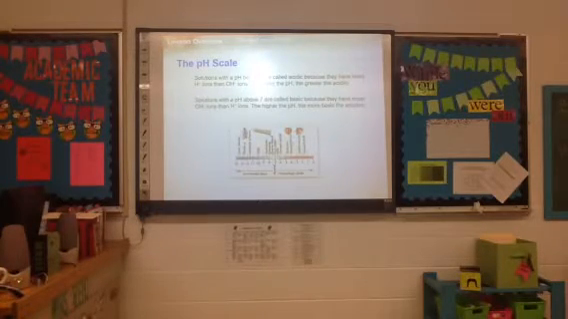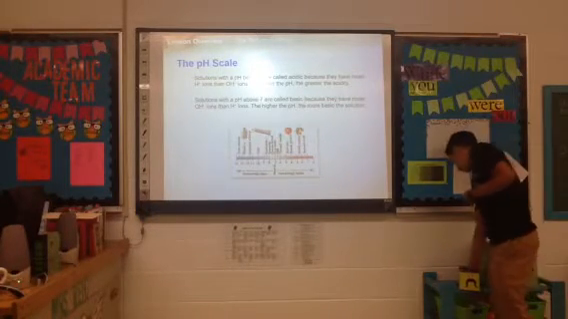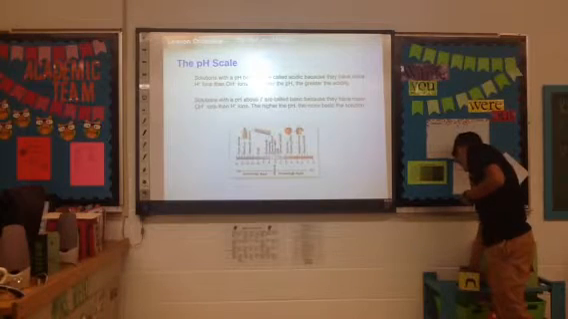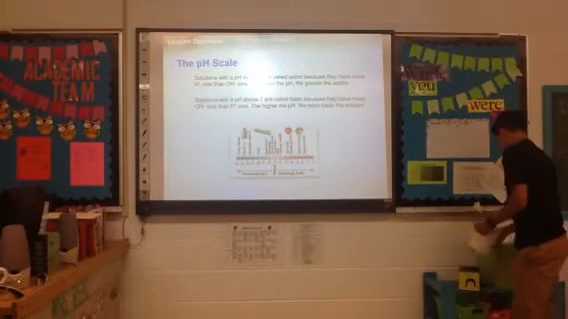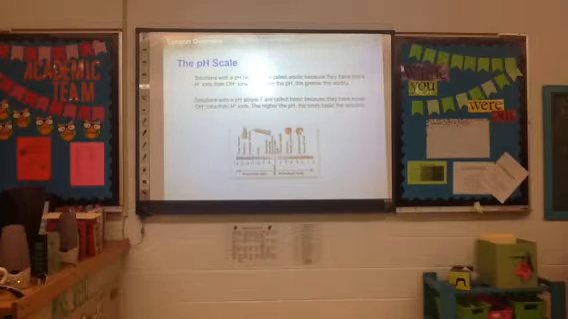Then the other side of the scale goes from 0 to 14. The other side of the scale, substances that have a pH higher than 7, is because they have more hydroxide ions, or that OH. And so if they have more hydroxide ions, that means they have less hydrogen, and that solution is considered basic. Basic is the opposite of acidic.